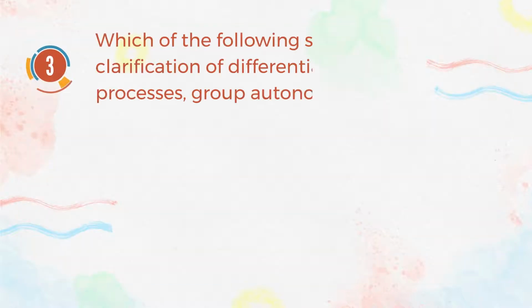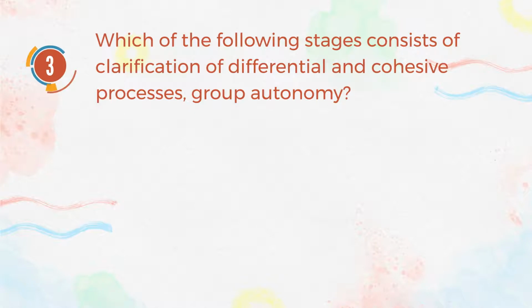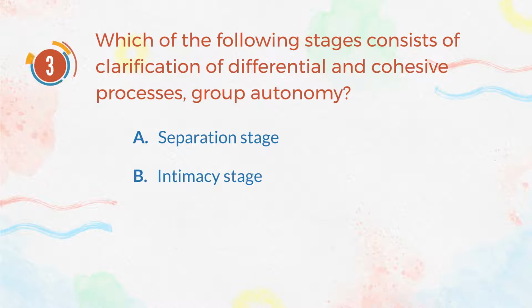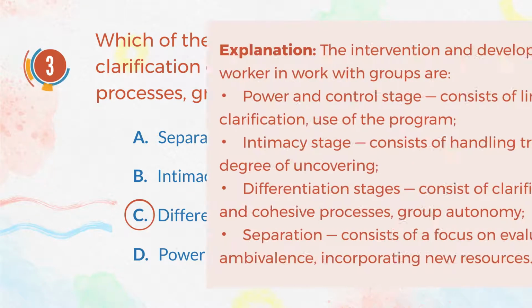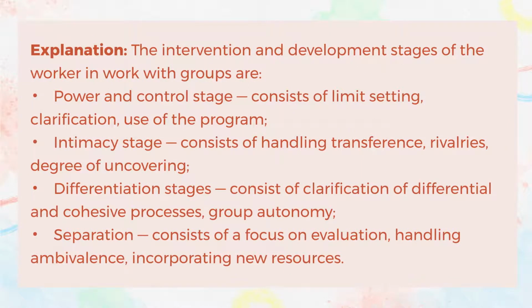Number 3. Which of the following stages consists of clarification of differential and cohesive processes, group autonomy? A. Separation stage. B. Intimacy stage. C. Differentiation stage. D. Power and control stage. The correct answer is C. Differentiation stage. Explanation.